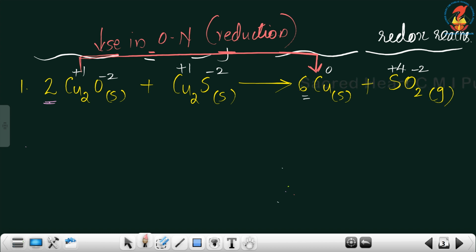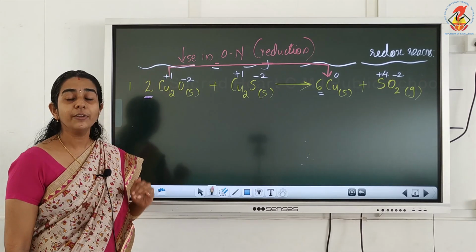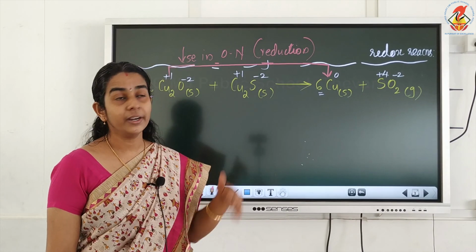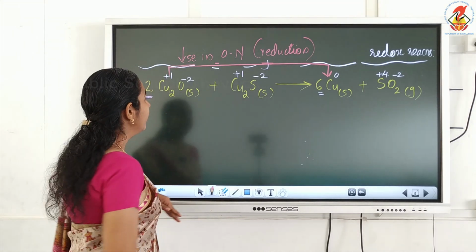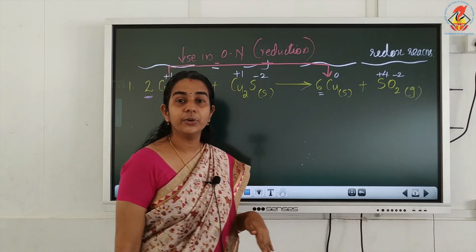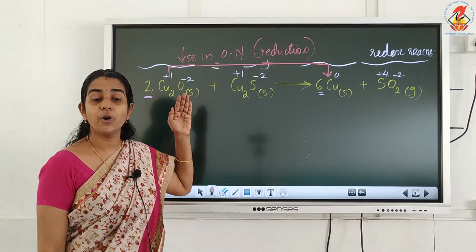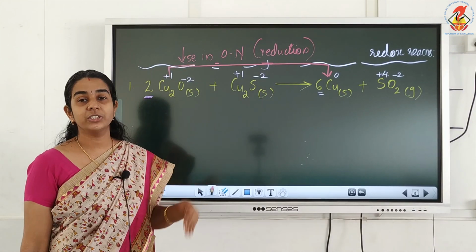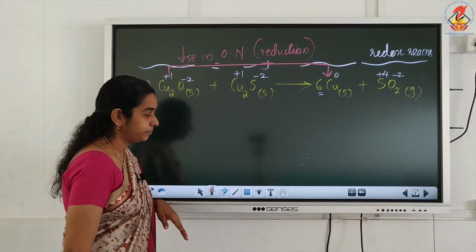See the way of writing: we have to draw one arrow from left hand side to right hand side, and above this arrow itself we have to represent whether it is an increase or decrease in oxidation number. Also in brackets we have to write whether it is oxidation or reduction. Now see the case of oxygen. On the left hand side it is -2, right hand side also -2. There is no change in the oxidation number of oxygen. So in terms of oxygen, we cannot say that it is undergoing oxidation or reduction. There is no change for oxygen. Now see the case of sulfur.